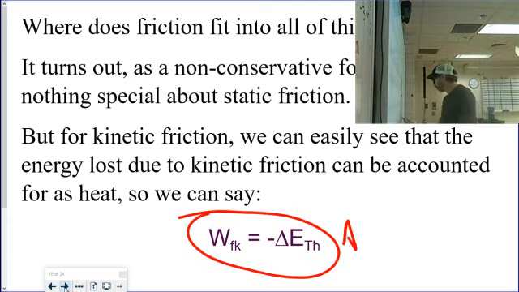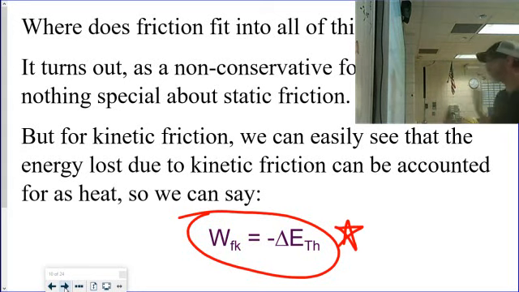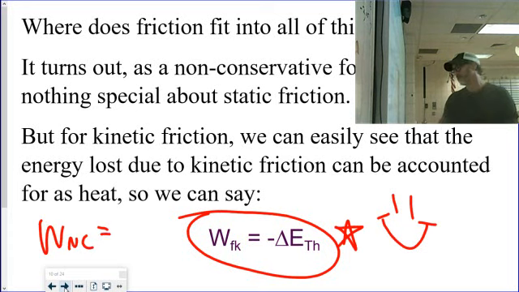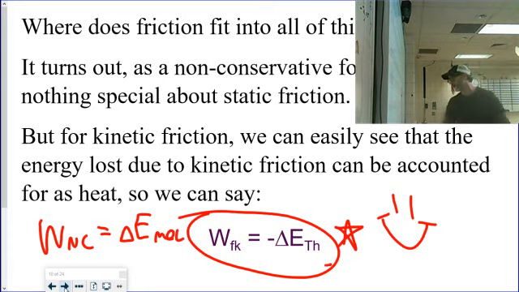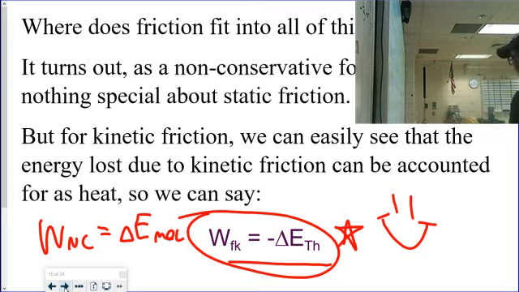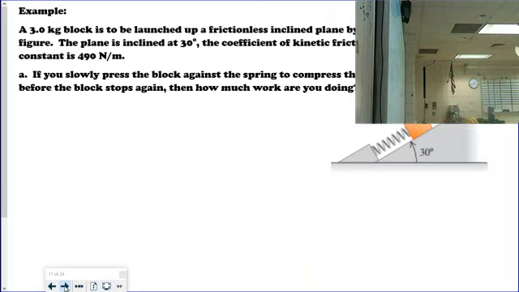So this is a minor relationship, but every once in a while they throw a problem at you that's about thermal energy, and they're basically just asking you for the work done by friction. Those are the two things that we need to know. Work done by non-conservative forces is equal to the change in mechanical energy. And the work done by friction is opposite the change in thermal energy. So how can we use this?